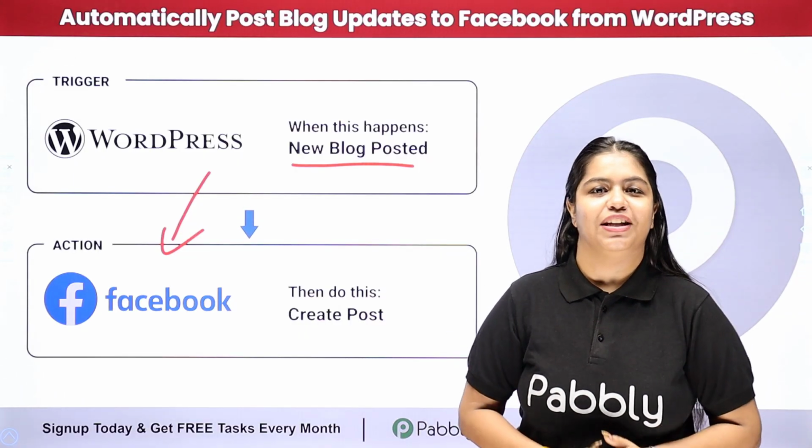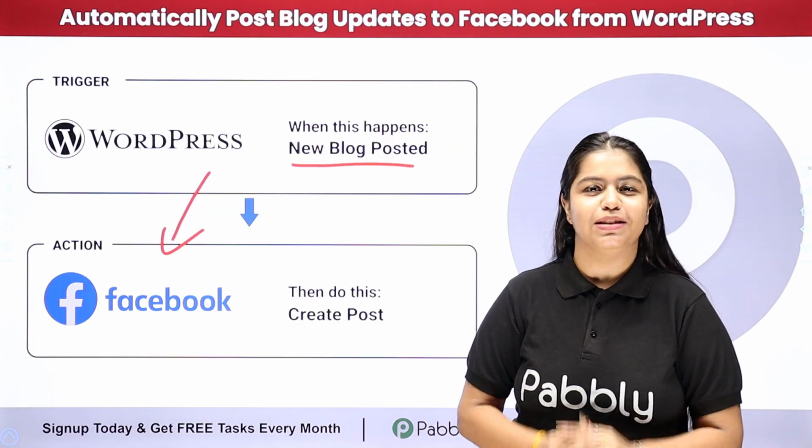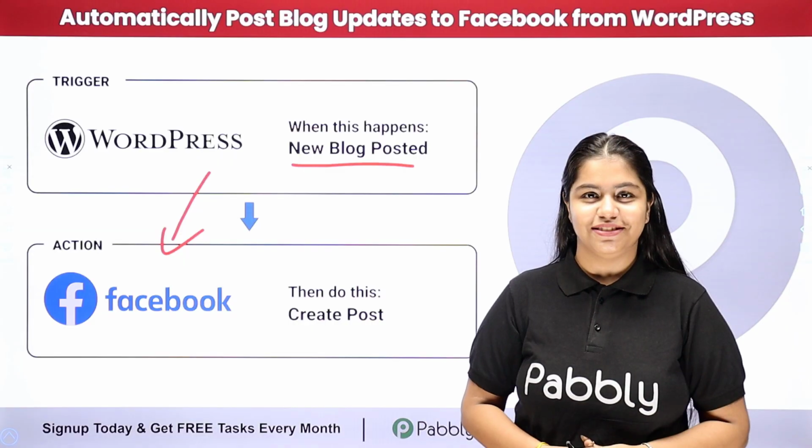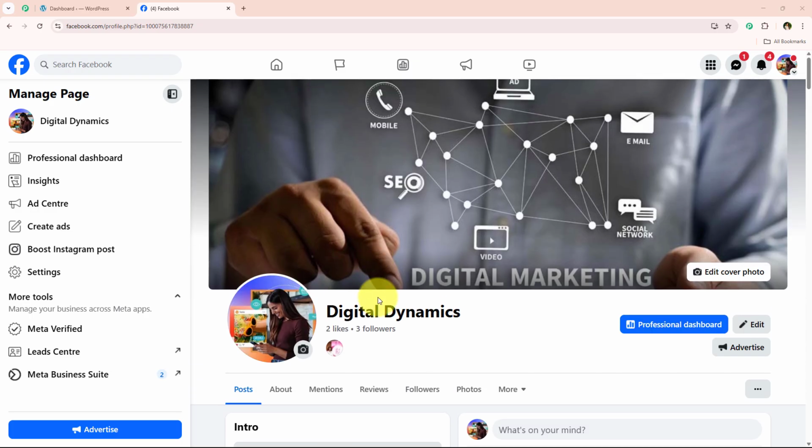So if you also want to create this amazing automation for your own business, then for that you have to come with me towards my screen. Welcome to my screen everyone. In this video I'll show you how to automatically share new blog posts from your WordPress site to Facebook. So whether you're publishing articles, updates or product announcements, this automation will help you to stay consistent on social media without any manual efforts. So let's get started.